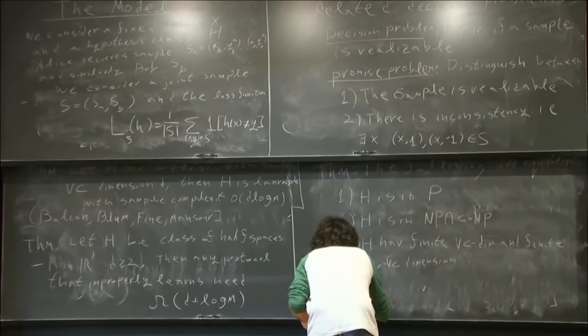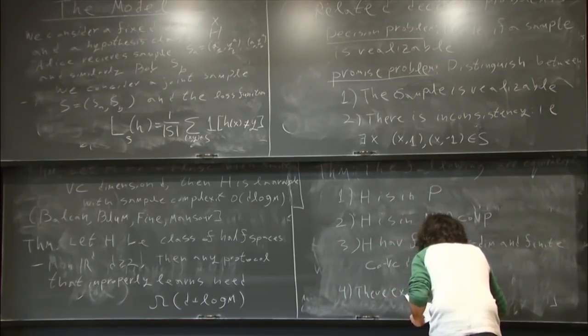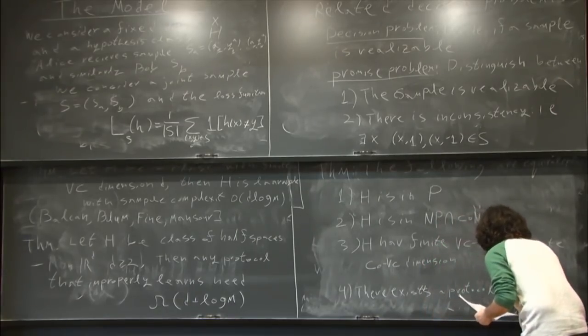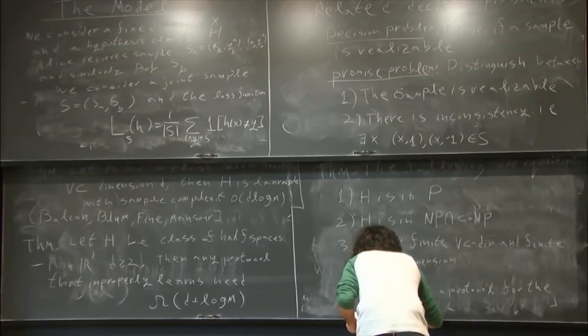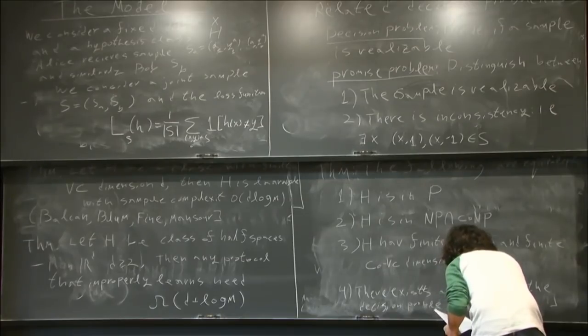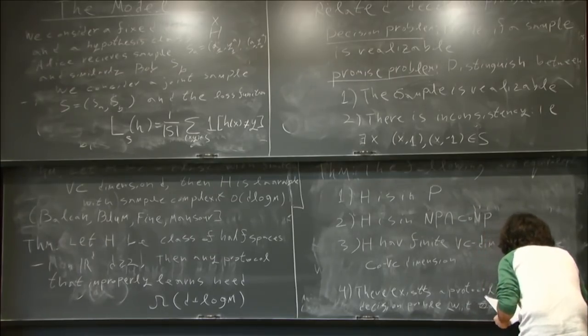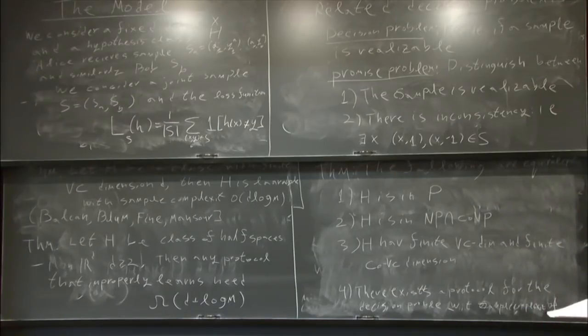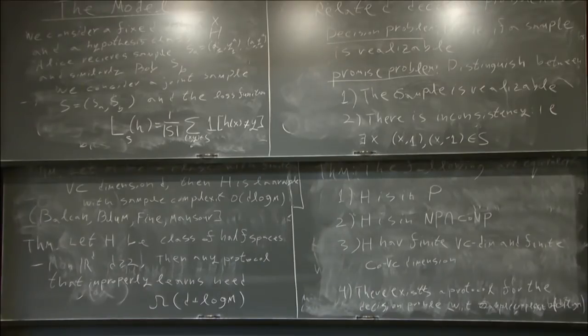And four, there exists a protocol for the decision problem with sample complexity. Exactly the sample complexity that we had in the algorithm. So it's d k square log m. H should be thought of as a family of functions on some infinite domain, because otherwise... Yeah, exactly. If it's not an infinite domain.